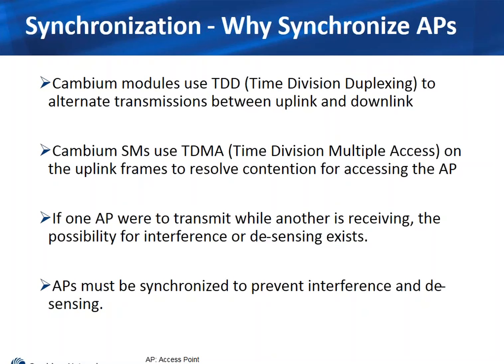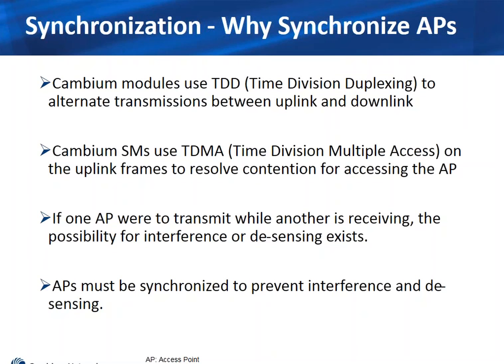If one access point was to transmit while another is receiving, there is a high probability of interference, or what's called desensing of the receiver. And that leads to a degradation, often very significant, in your overall throughput performance. So APs, access points, must be synchronized to prevent interference and desensing.